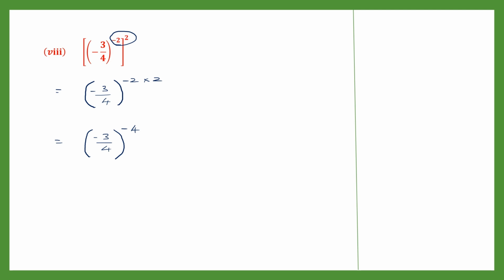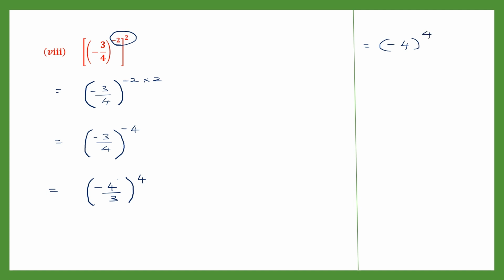So now we have a fraction raised to a negative power. That means we write the reciprocal of this fraction. So minus 3 by 4 now becomes minus 4 by 3, and the power now becomes positive. So this is raised to the power of 4. So now we can work this out. So minus 4, I'm taking only minus 4 raised to the power of 4.